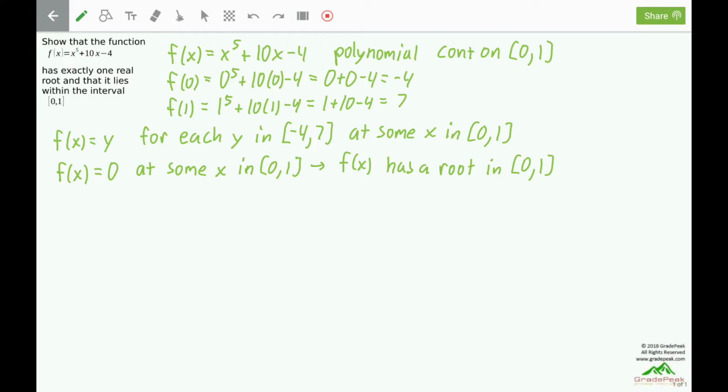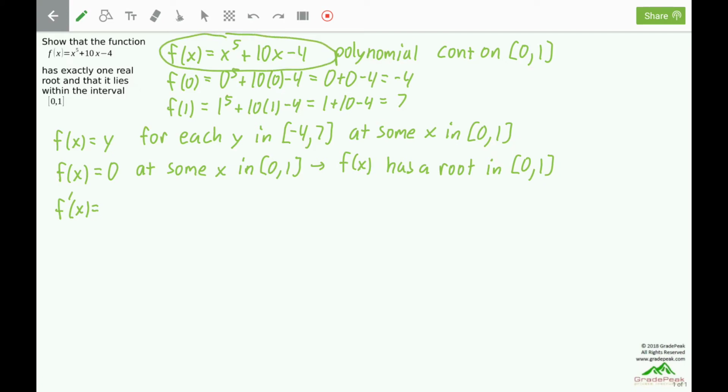One of the conditions is the function has to be continuous on the closed interval given. We've already showed that. It's the same condition for the intermediate value theorem. The second condition is the derivative. Let's find the derivative of f of x, f prime of x.